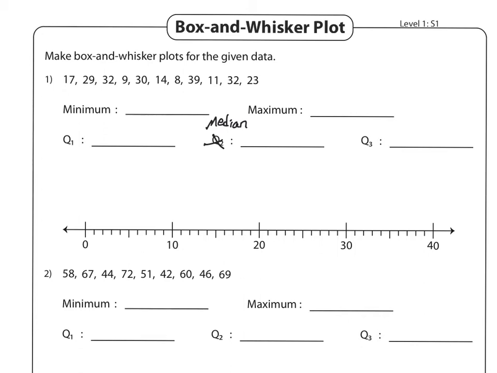8, then 9. So scratch those two out. Then we have an 11. Then a 14. 17. 23. 29. Scratch those out. We have two 32s.